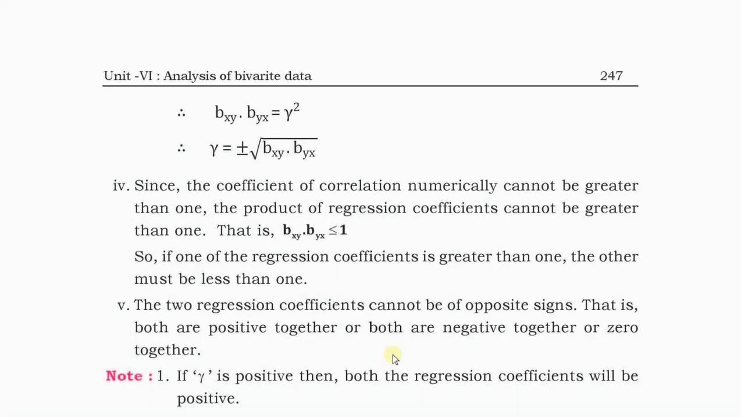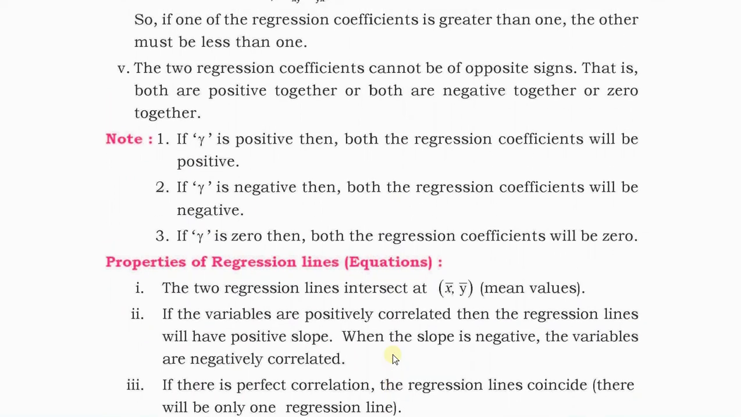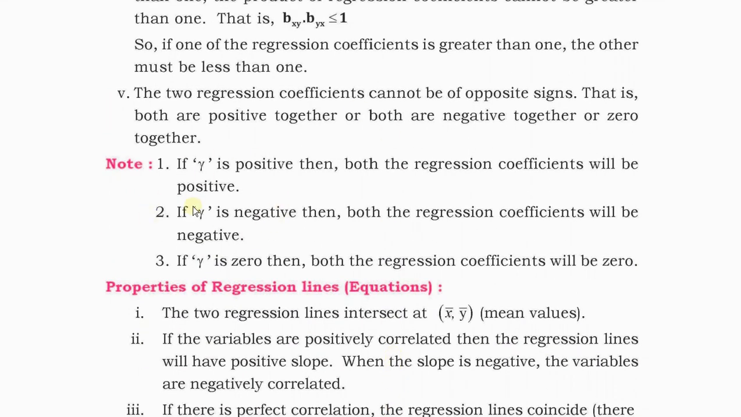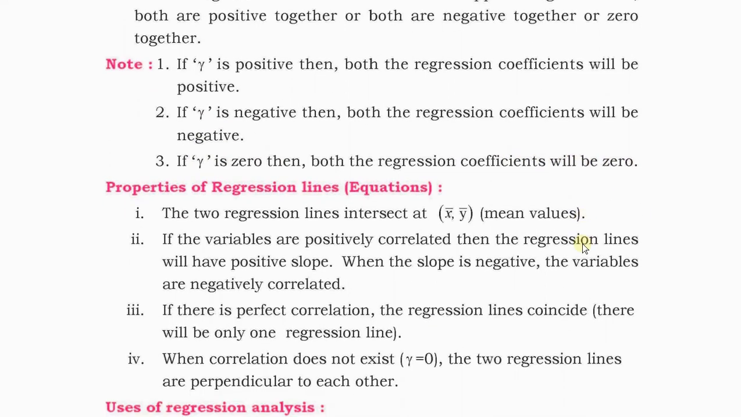Now, how is it affected by correlation? If the data is positively correlated, then the regression coefficients will be positive. If the data is negatively correlated, then both the regression coefficients will be negative. If the correlation is zero, then both the regression coefficients will be zero. These were the properties of the coefficients.